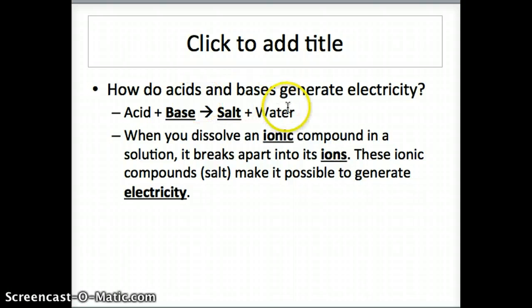How do acids and bases generate electricity? Well, an acid plus a base equals salt and water. When you dissolve an ionic compound in a solution, it breaks apart into ions. These ionic compounds, or salt, make it possible to generate electricity. So in a question, you really want to emphasize that it's the salt or the ions making electricity.